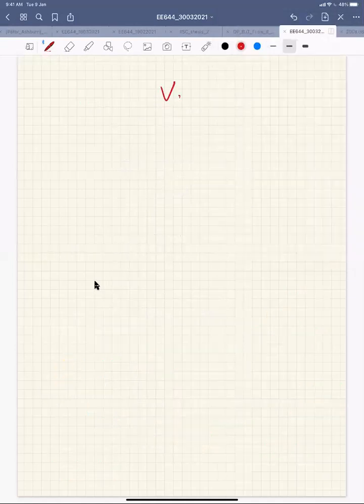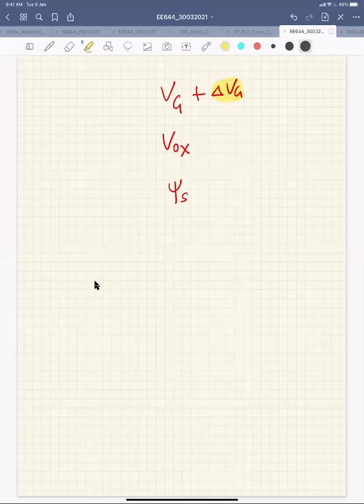So think of this: I am giving some Vg, so I have some drop in oxide and the rest I'm getting in the silicon. So Vg equals Vx plus psi s. If my transistor is in inversion and I'm giving delta Vg, some additional voltage, then by Kirchhoff's voltage law this delta Vg will drop across Vx and psi s. So I'll have a delta Vx plus delta psi s.